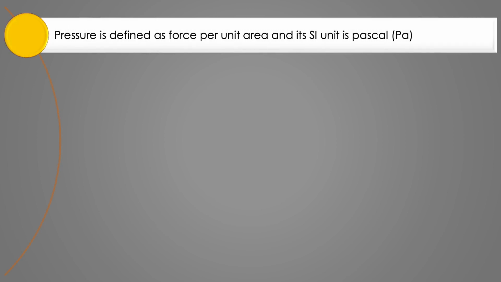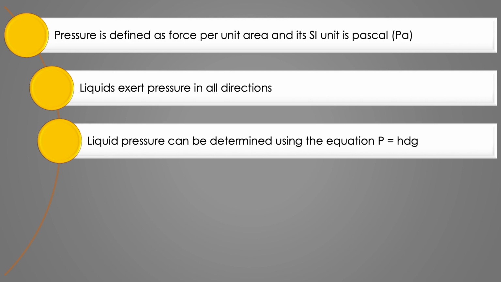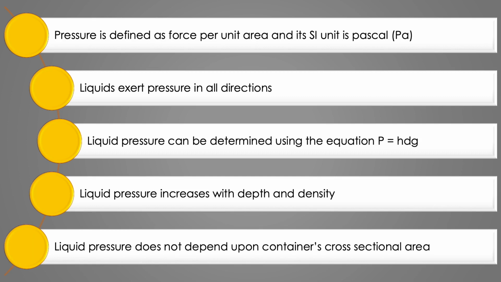And now, the summary of this video. Pressure is defined as force per unit area. Liquids exert pressure in all directions. Liquid pressure can be determined using the equation P equals h rho g. Liquid pressure increases with depth and density. Liquid pressure does not depend upon the container's cross-sectional area.